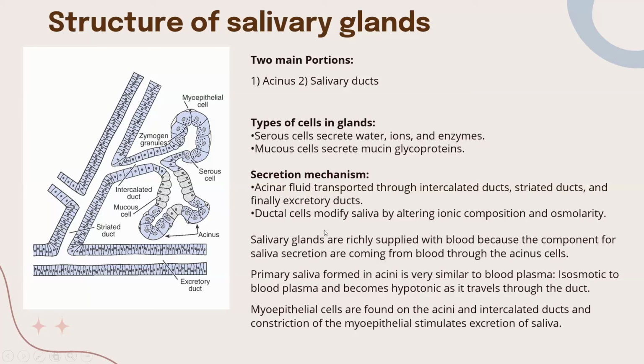Secretion mechanism: the acinar fluid comes from the blood, so it's very close to the osmolarity of the plasma. It's basically isoosmotic. And then this acinar fluid, which came from the plasma of the blood, moves through the intercalated ducts, striated ducts, and finally reaches the excretory ducts. While it's moving in the ducts, the ductal cells modify this saliva by altering its ionic composition.